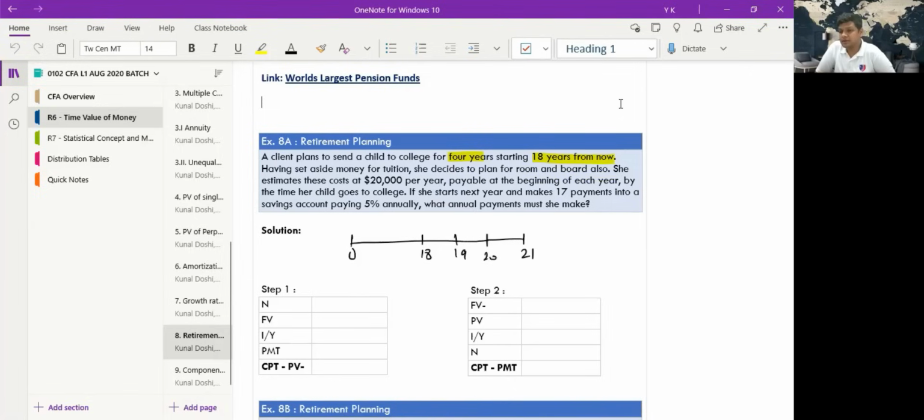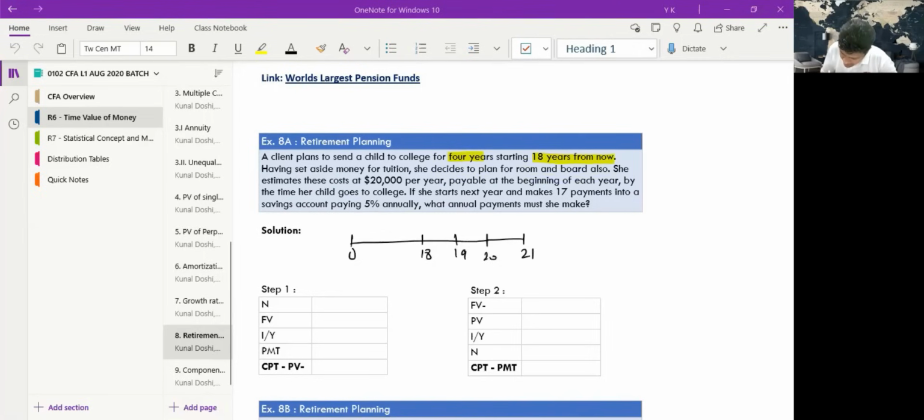Yes. Tell me. A client plans to send a child to college for 4 years, starting 18 years from now. Come on. I need your contribution. Only then I'll go ahead. Beginning of the 18th year. Okay. So I'll read it again. Having set aside the money for tuition, she decides to plan for room and board also. She estimates the cost at 20,000 per year.